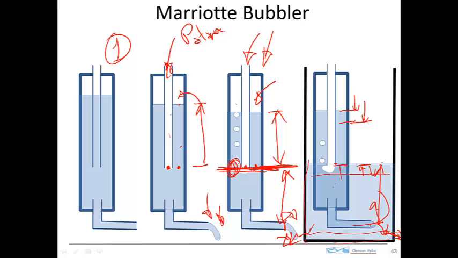Okay, so this little simple configuration called a Marriott bubbler will allow us to hold the head constant in a borehole and measure the flow rate that it takes to do that. And that'll allow us to create a permeameter.